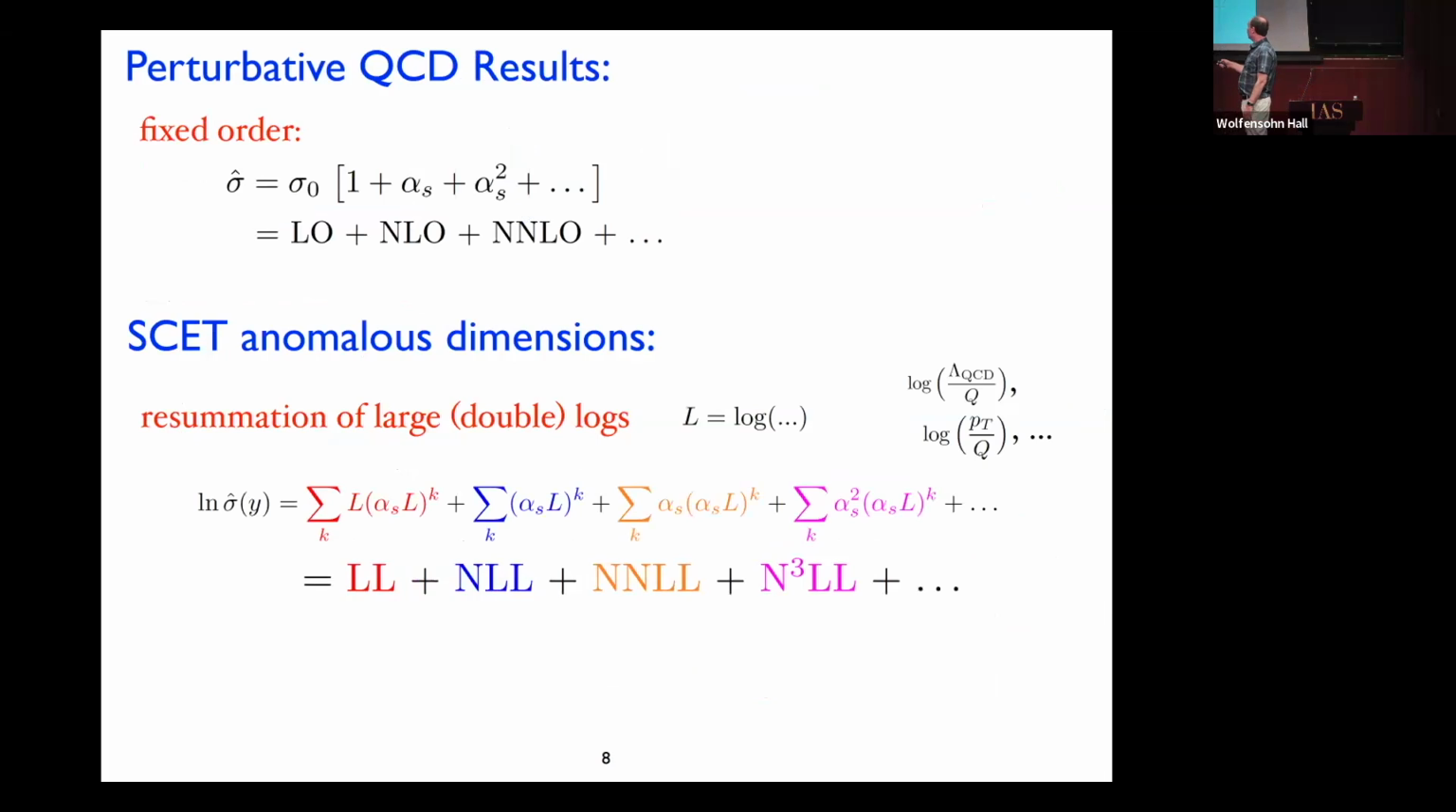And so if we have a fixed order expansion, we've seen this formula a number of times already in this meeting, there could be large logarithms. Maybe they're logarithms of lambda QCD over Q. That would be what you get from resumming the anomalous dimension for splitting functions for parton distributions. But maybe there's other logarithms, could be double logarithms of some transverse momentum that's much smaller than the hard scale in the problem.